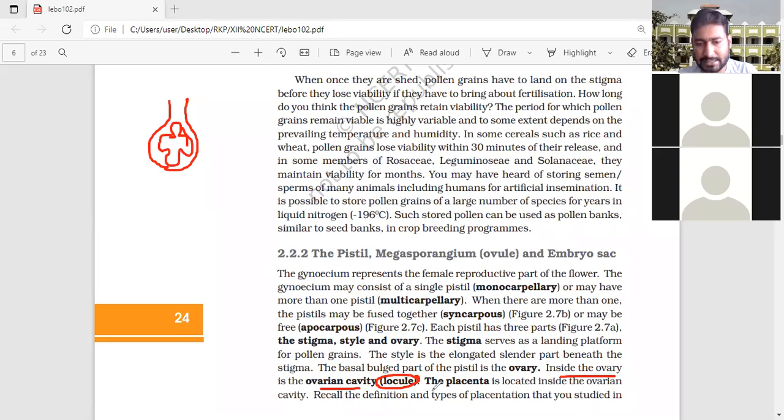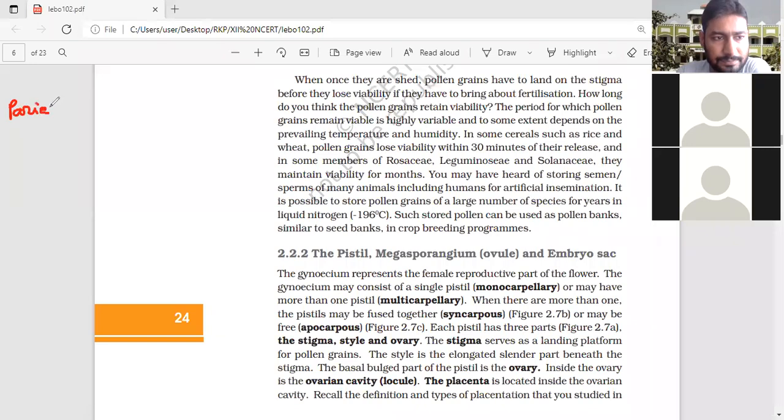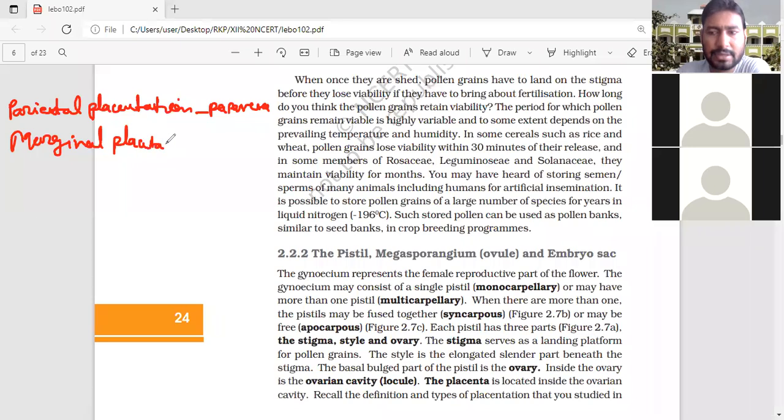Another very important structure is the placenta. The placenta is located inside the ovarian cavity. Recall the definition and types of placentation that you studied in the chapter Morphology of Flowering Plants. Can you tell parietal placentation? Parietal placentation is found in Papaveraceae. Anybody, do you know parietal placentation? Papaveraceae have parietal placentation. Can you tell marginal placentation? Marginal placentation. Yes.